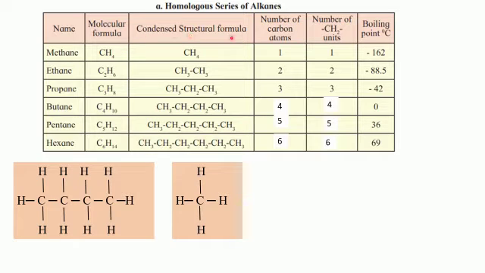Condensed structural formula has been written. So here you have the structure for methane, and the condensed formula for this structural formula would be CH4. Ethane, you can go on making the structures. We have already done this earlier. So you will get the condensed structural formula as CH3-CH3. Propane, C3H8, condensed structural formula will be CH3CH2CH3.